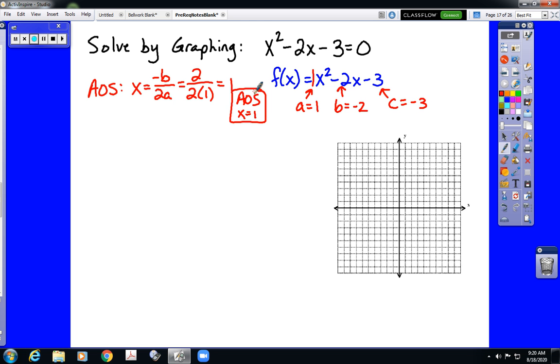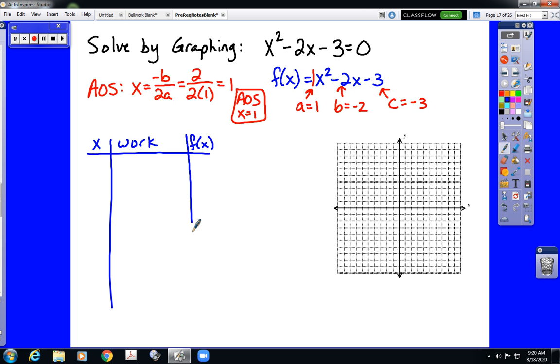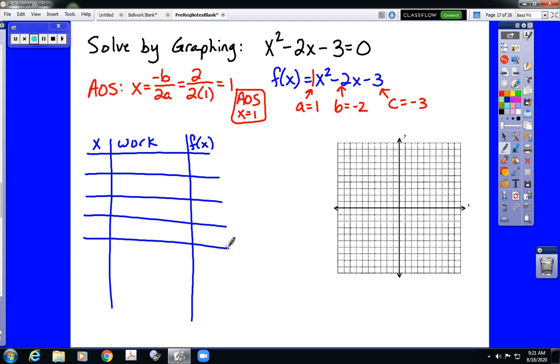Now again, the reason why we care about the axis of symmetry is because that is what we need to center our table of values on when we create a table of values to graph this function. So we're going to create a table of values, and again, I'm going to include a work column. That table of values needs to contain a minimum of 5 points, because to get a proper shape for a parabola, we have to have at least 5 points. I'm just going to clean that up just a little bit.